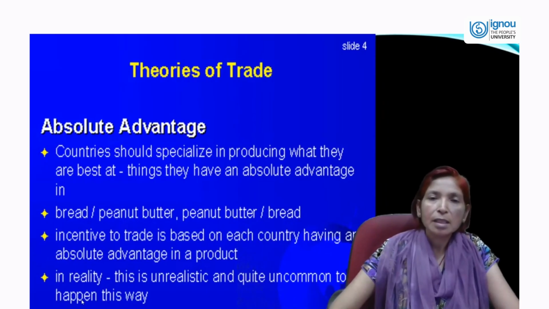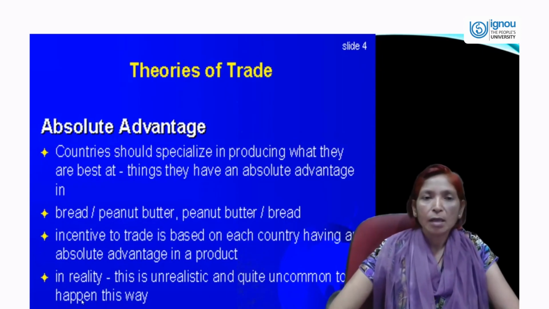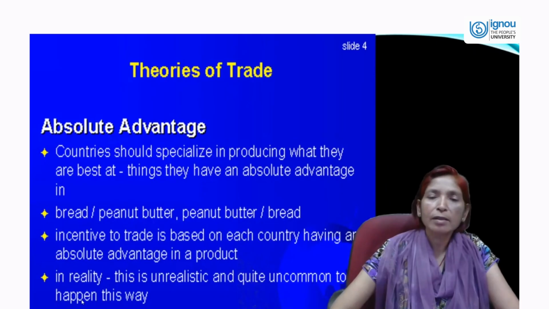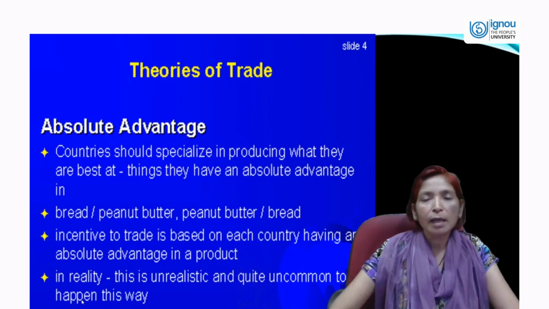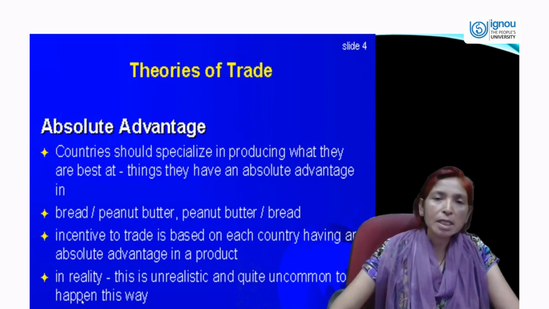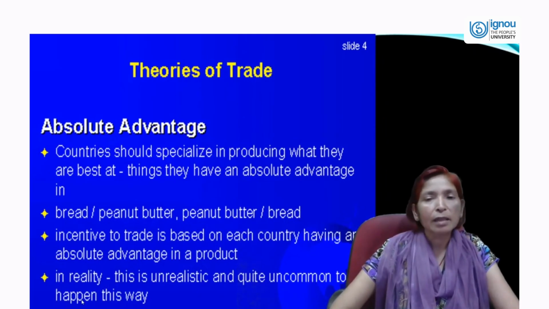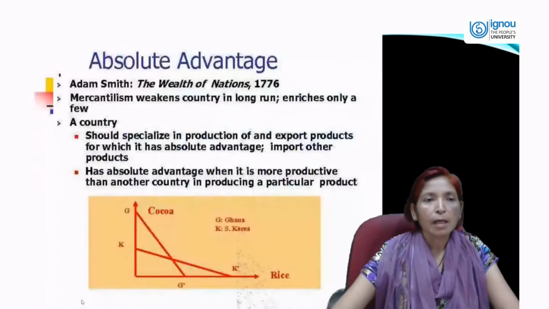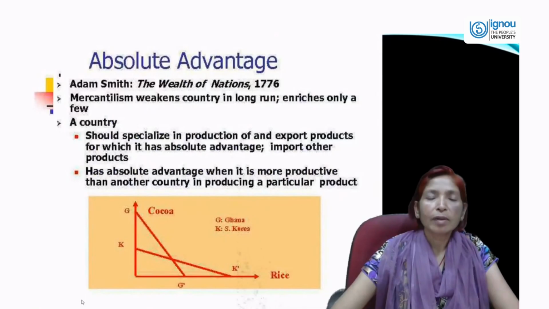In reality, this is unrealistic and quite uncommon to happen this way, because this theory tells us that if a country is able to produce only one commodity in larger quantity than the other, then countries will do international trade and they will get advantages from this international trade. Absolute advantage theory was developed by Adam Smith, who wrote the book The Wealth of Nations in 1776. Mercantilism weakens a country in the long run and benefits only a few.